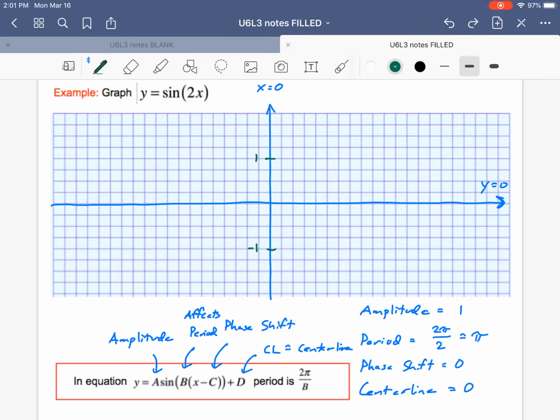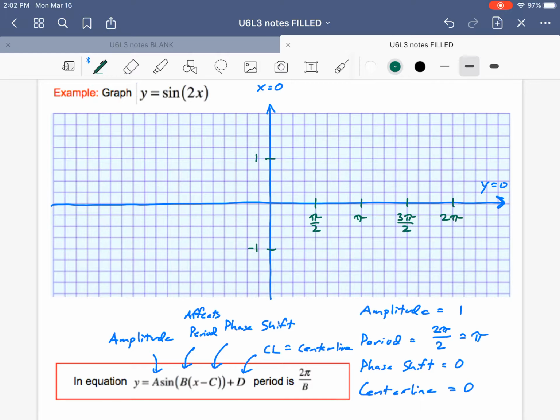Let's redo that. I want to make it a little bit more spread out. I'm going to do 4. 1, 2, 3, 4. 1, 2, 3, 4. 1, 2, 3, 4. 1, 2, 3, 4. Hopefully I made 4 groups of 4. Each of these is going to represent pi over 2. Okay, so this is pi. This is 3 pi over 2. And this is 2 pi.